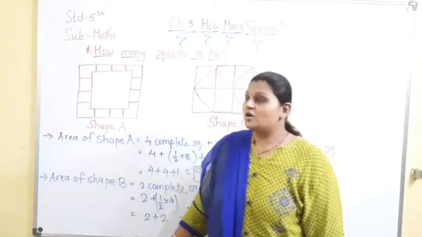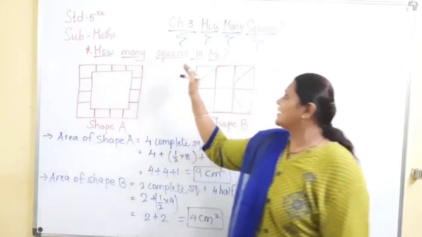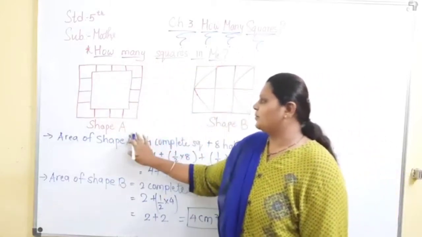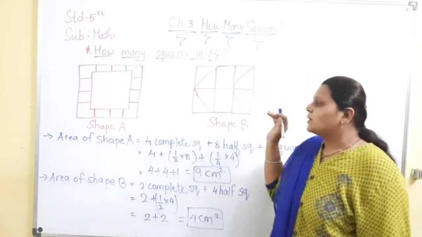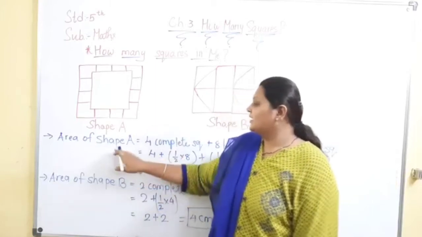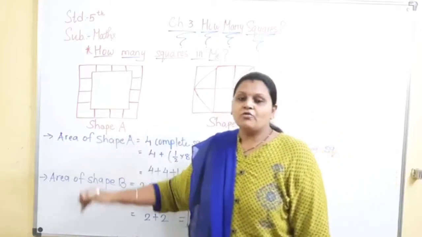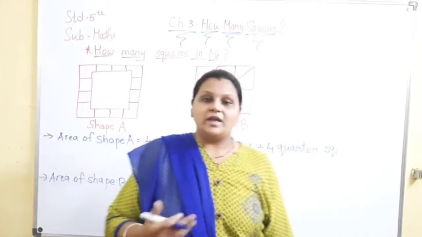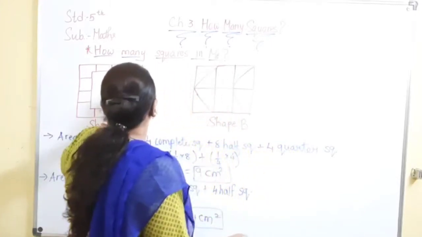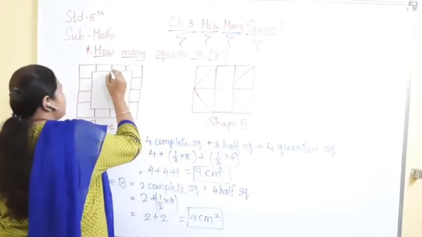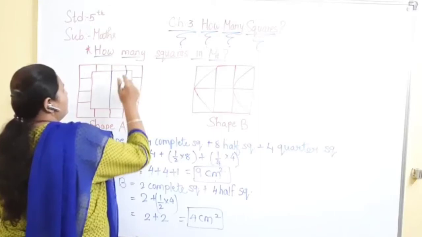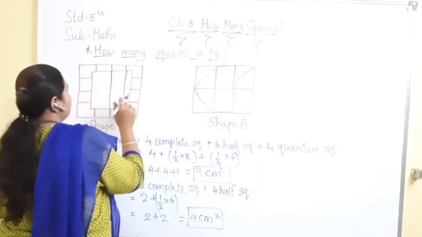Now our next topic is how many squares in me. Now here I have drawn two shapes, shape A and shape B. We have to count how many squares are there in shape A. To find that, we have to find the area of shape A. So here we can say that it is having this picture, it is having this picture.